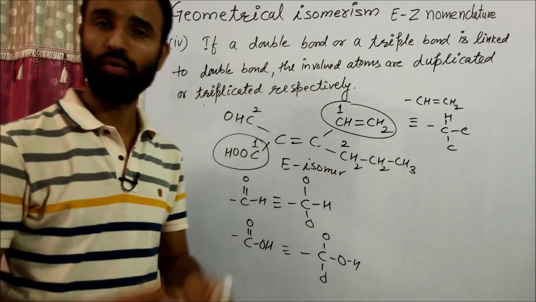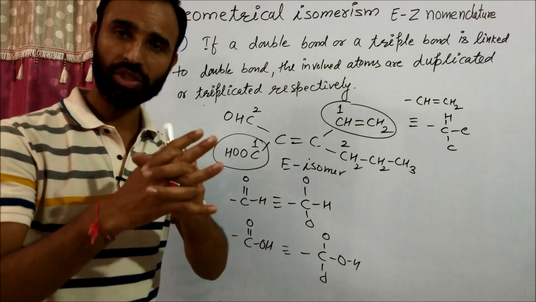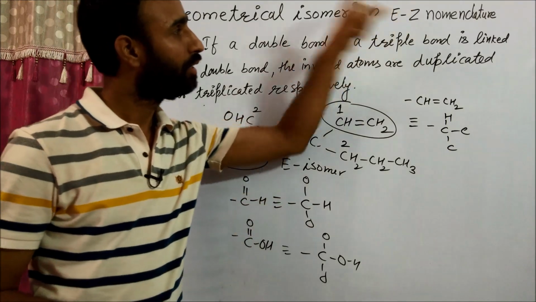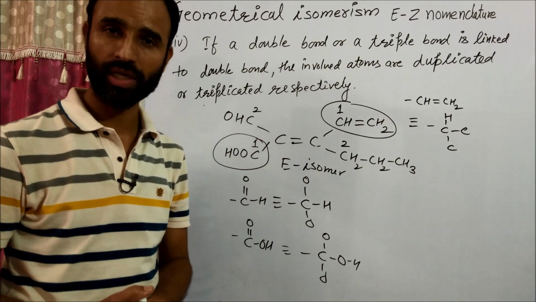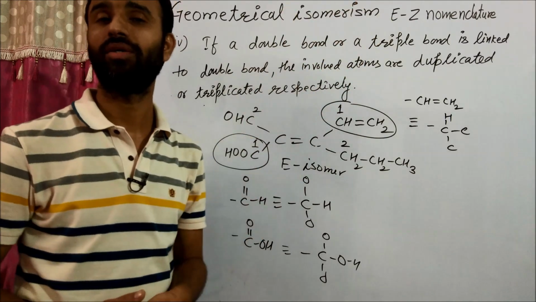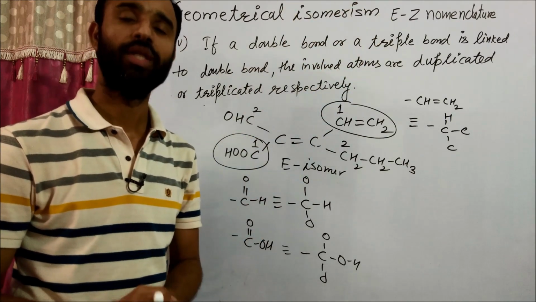So these are the 4 rules. Remember these rules while attempting a question related to EZ nomenclature.